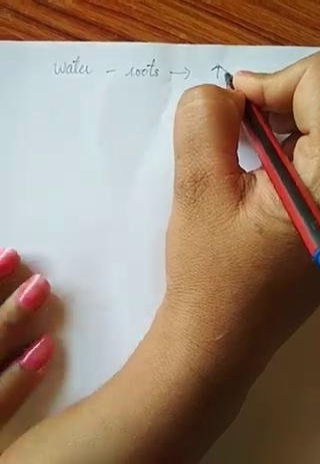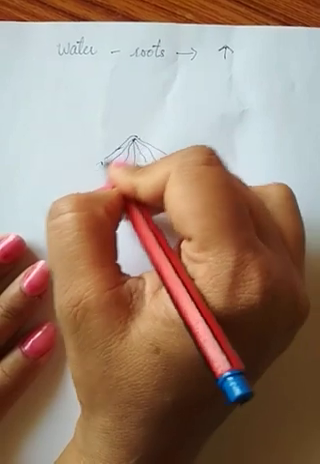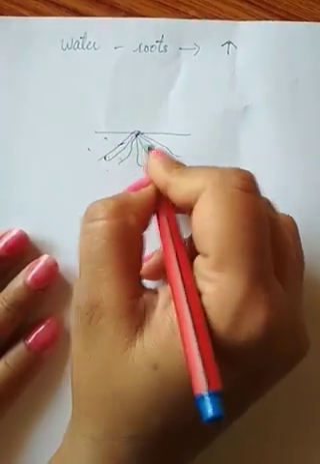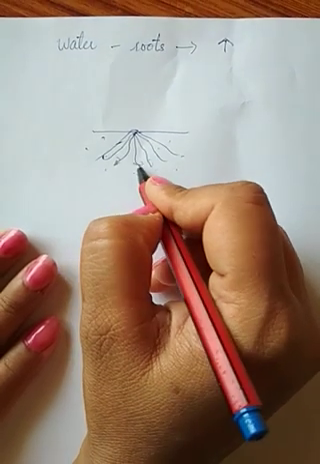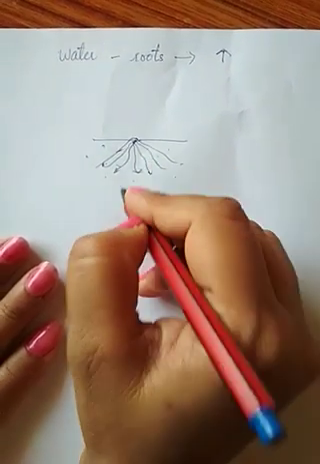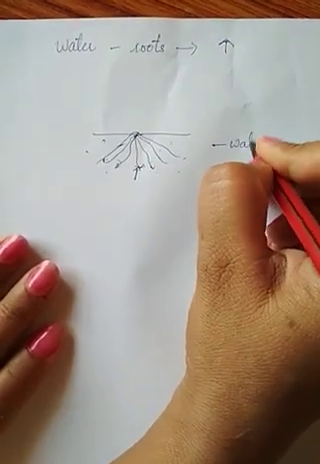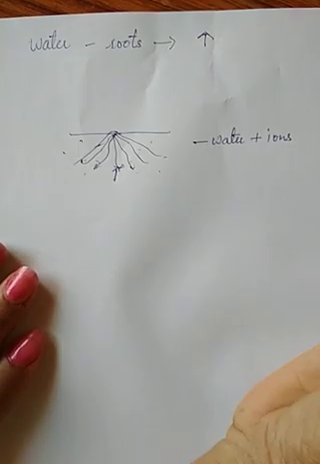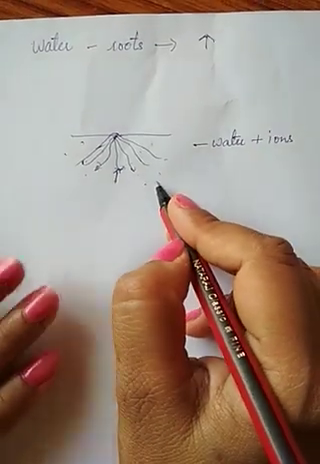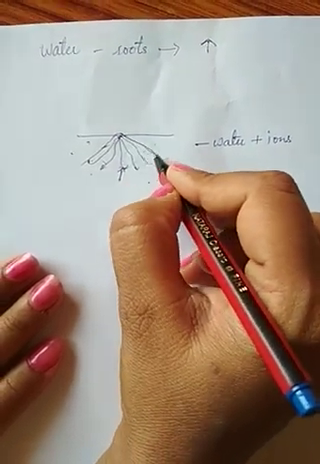Now, as the roots of the plants are present inside the soil, when the roots start absorption of water from the soil, they are absorbing water as well as ions. Many ions are present in the soil, and they absorb those also. Now, roots are very thin structures.